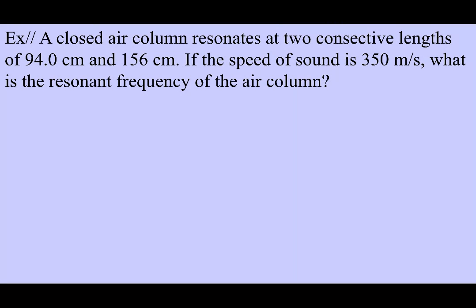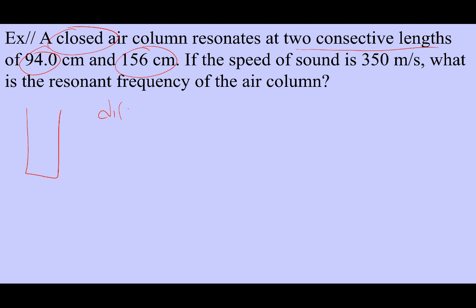A closed air column. Now, on one of the first slides I drew a column that was closed at both ends, but it's not really an instrument. So a closed air column means that it's closed at one end. I'm not even going to have to draw this one, because it says at 2 consecutive resonant lengths, you get 94 and 156. So you hear loud spots. Those are resonant lengths. Doesn't matter whether it's the first, second, third, or 30th. 94 and 156. The speed of sound is that. Find the frequency of the column.